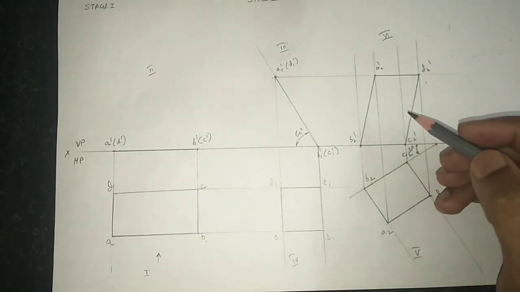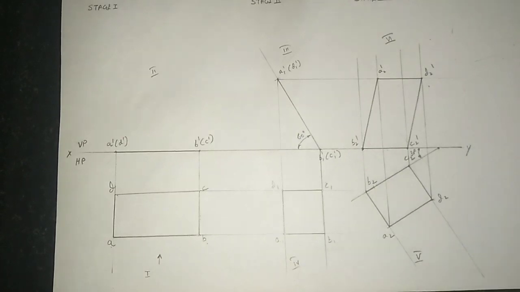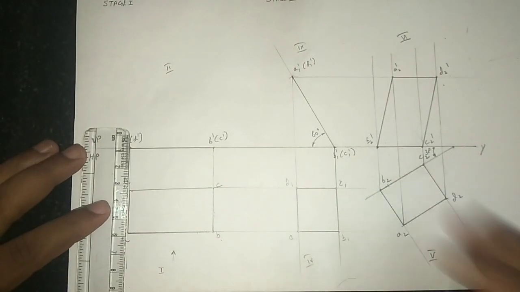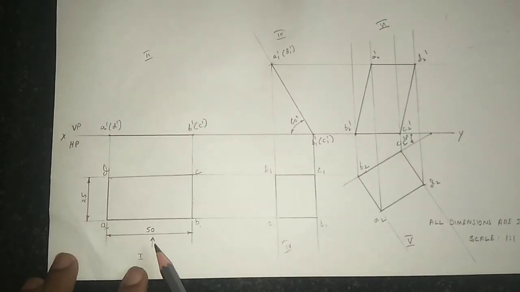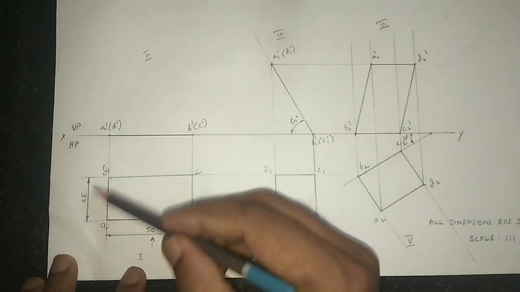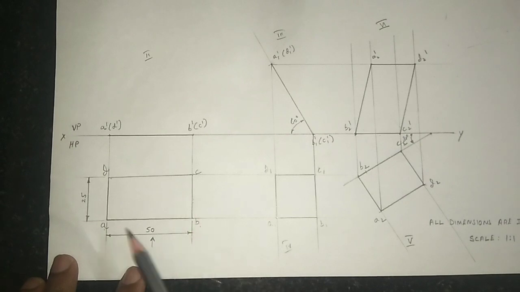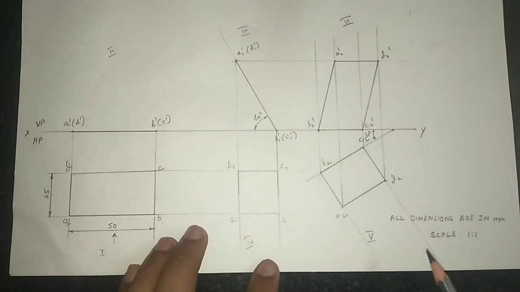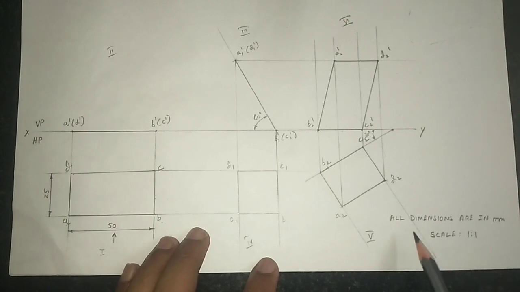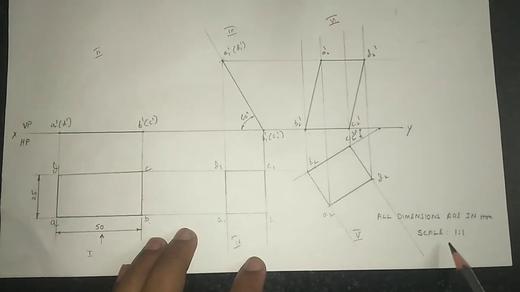And next we need to mention the dimensions on the object. So here we must mention the dimensions of the longer side and the shorter side of the rectangular plate. Also in the bottom right side corner we need to write: all dimensions are in mm, scale 1:1.